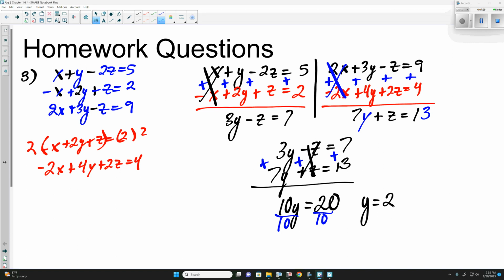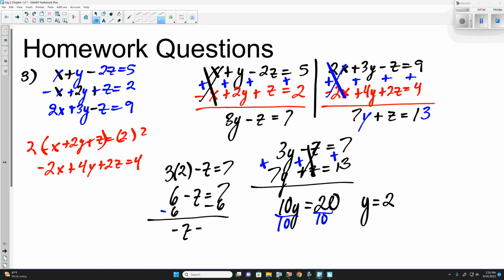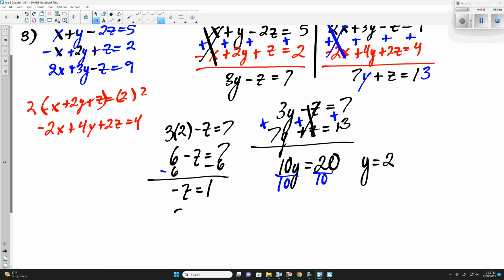Yep. So now we can plug it back in. 3 times 2 minus z is 7. We'll get there. 3 times 2 is 6. 6 minus z is 7. Subtract 6, so negative z is equal to 1, or z, because we have to divide by negative 1, telling us z is negative 1.